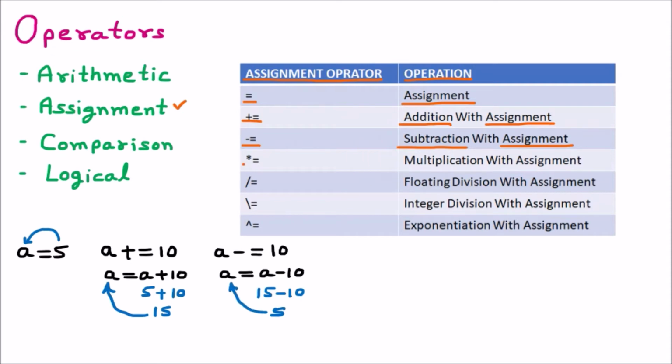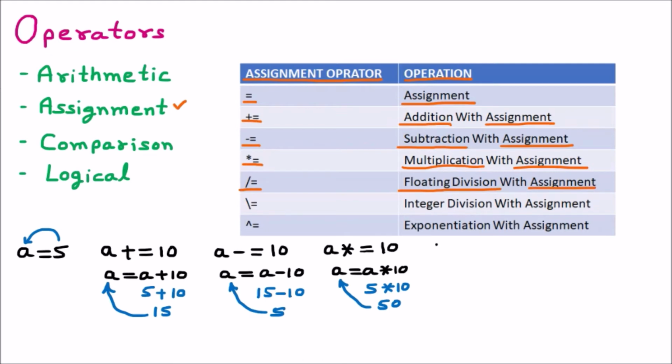Next we have star equal to, that is called multiplication with assignment. If I write a star equal to 10, the meaning is a is equal to a into 10. The value of a previously was 5. So 5 into 10 will be equal to 50. So this 50 will be stored in a.